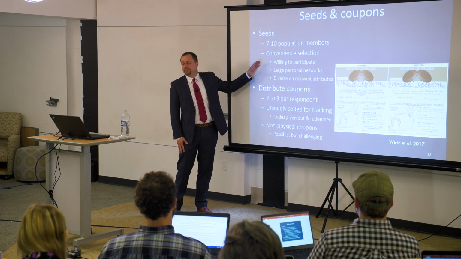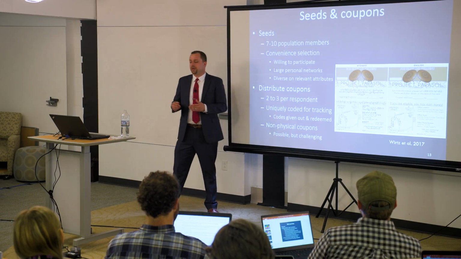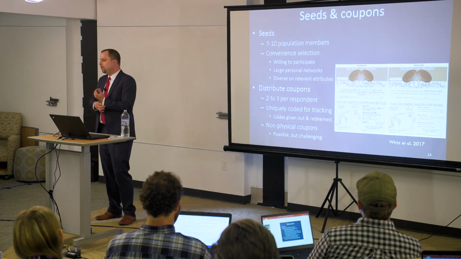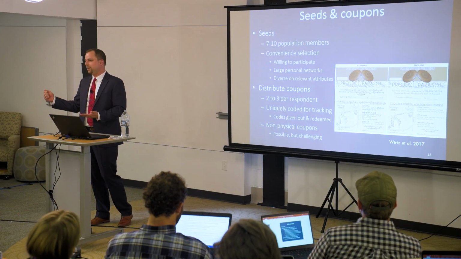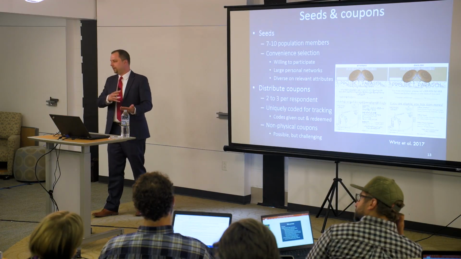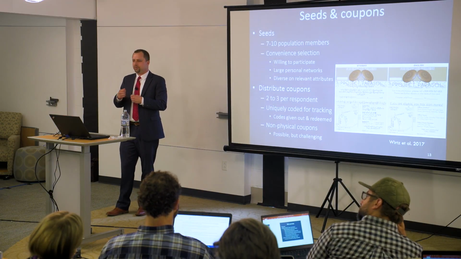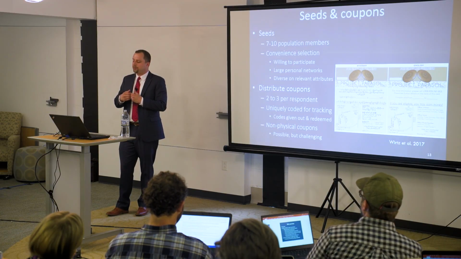So you recruit, typically the recommendation for offline RDS is to recruit 7 to 10 seeds and to give them the coupons, and then you ask them to distribute the coupons to others. A core feature of the coupons is that you want to uniquely code them so you can know both who you originally gave it to and then who later showed up at the survey site with the coupon. And you don't let people who don't have a coupon participate unless they're a seed. So this is a way to force the sample to operate through the network.